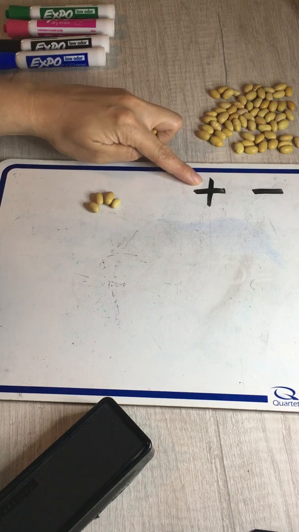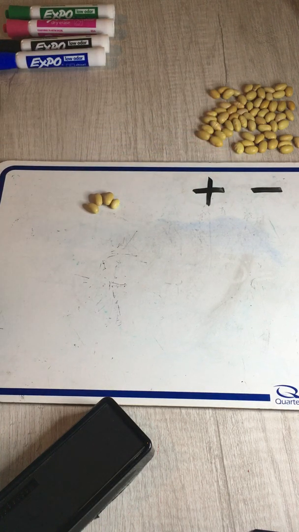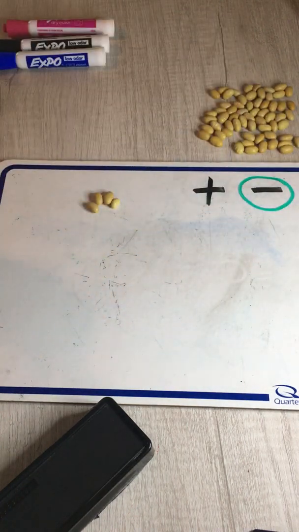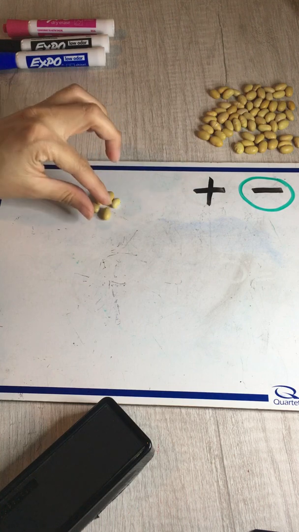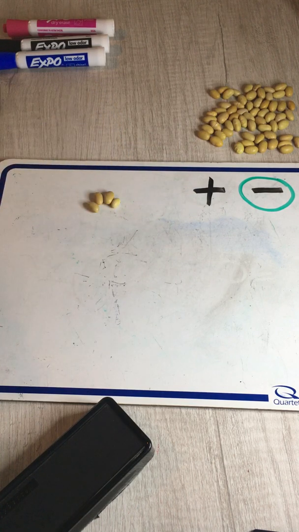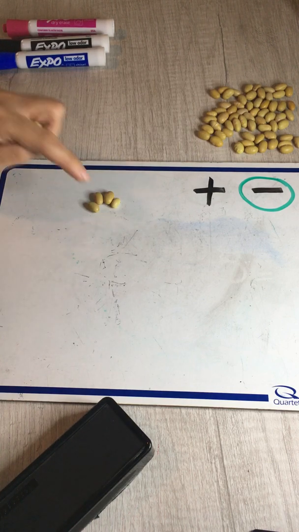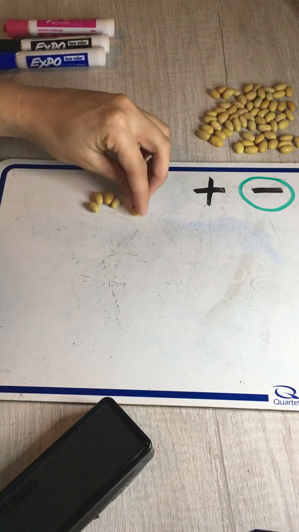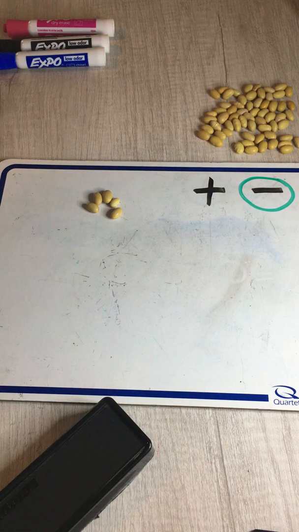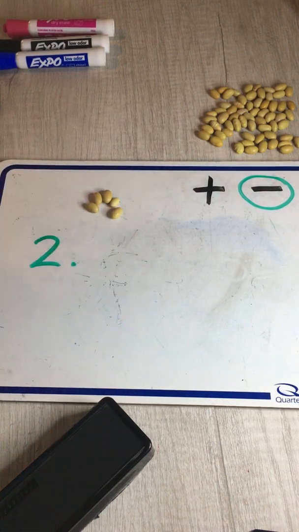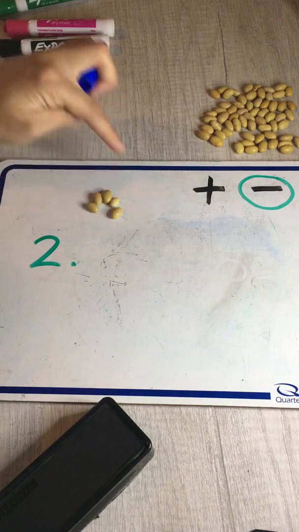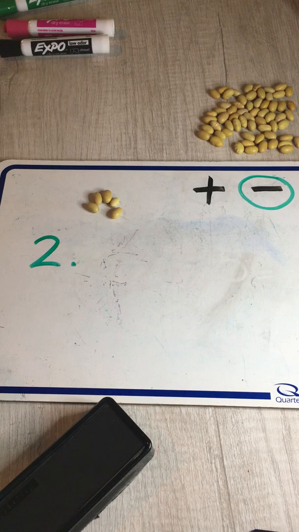Is this an addition story or a subtraction story? It is a subtraction story because Nia had 5 beans and she took away 1 of her beans and gave it to Melanie. And so how many was she left with? 4. 1, 2, 3, 4. So now let's write that subtraction story. So on your paper, you're going to write number 2. Okay, number 2. And now let's write the subtraction story. How many beans did Nia have to begin with? What was the total? 5.